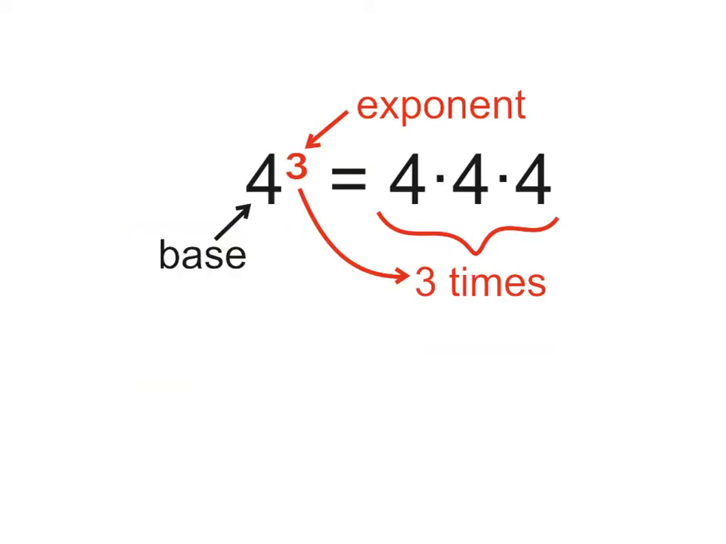First, just the basics. 4 to the third power, 4 is the base, 3 is the exponent, and the exponent tells you to multiply 4 by itself 3 times.